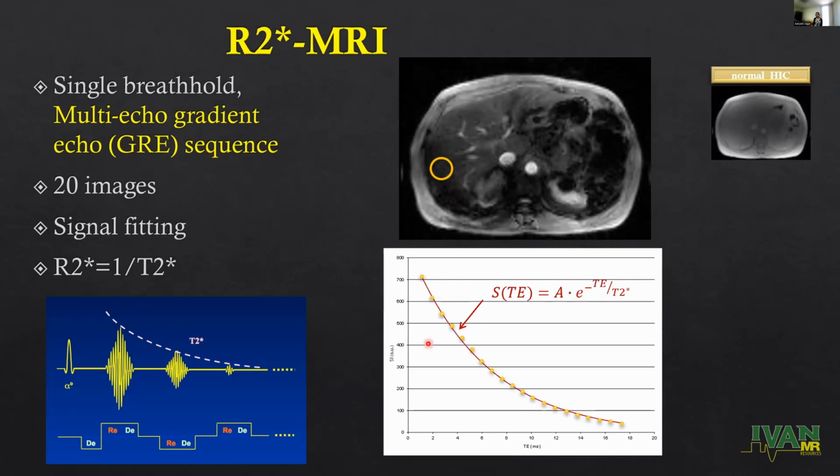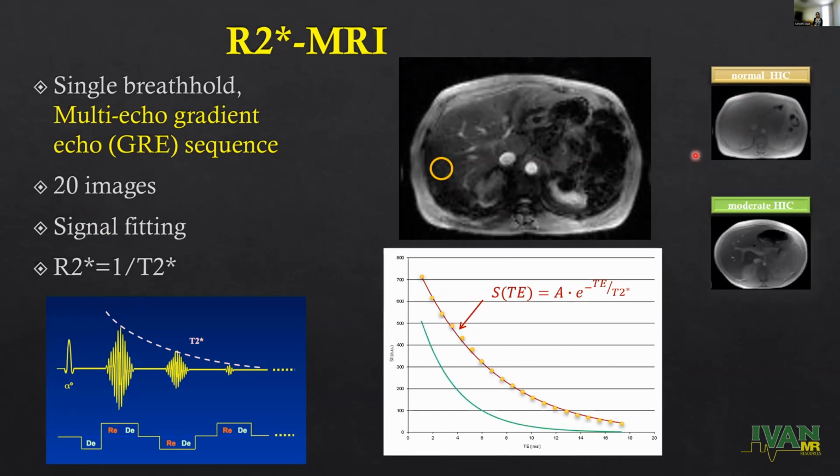You can quantify the decay rate using the decay constant T2 star. And again, as I said, the reciprocal of T2 star is R2 star, which is the rate. So you can quantify the rate at which the signal is decaying. And this is the signal curve for a patient with normal HIC. This is for moderate HIC, and this is for severe HIC. As you see here, the more the iron, the steeper the decay, so the shorter your T2 star, or the higher your R2 star.